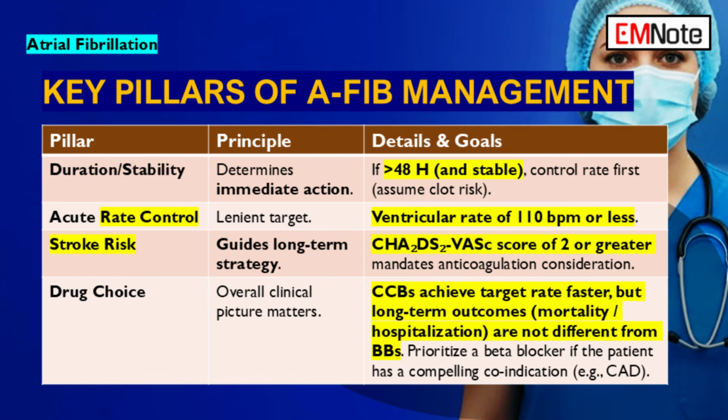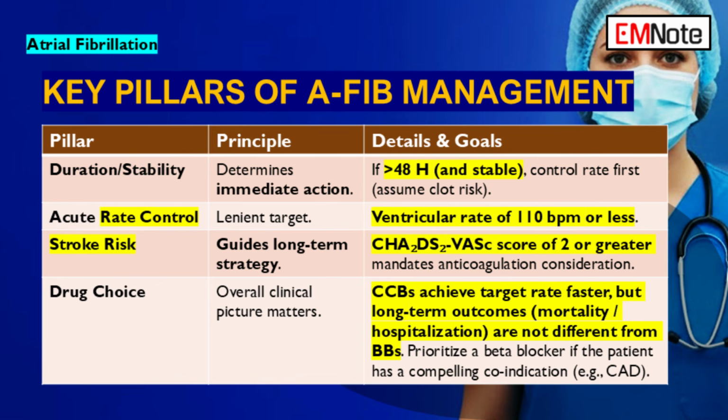So management really depends heavily on two things: duration, that 48-hour cutoff, and the patient's hemodynamic stability. For acute rate control, the goal is a lenient one, 110 beats per minute or less. And long-term planning starts immediately with risk stratification. That CHA2DS2-VASc score is so important. A score of 2 or greater means you must consider anticoagulation. Absolutely. So I'll leave you with a final thought to consider.